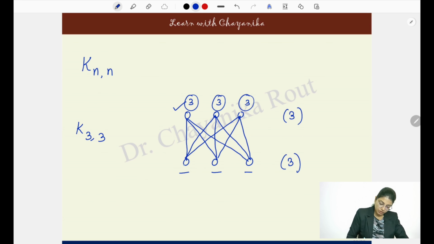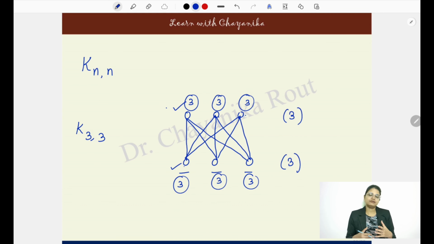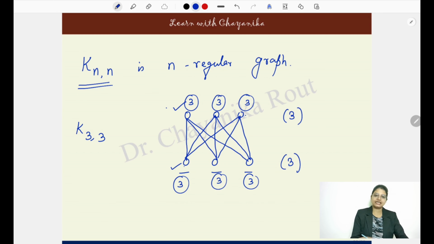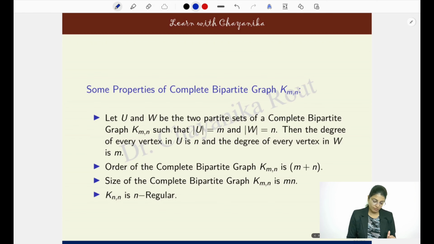In the other partite set also, every vertex is adjacent to all the 3 vertices above, making its degree 3. So if we are talking about a complete bipartite graph where we have the same number of vertices in both the partite sets, that is, of the form Knn, then that is an n-regular graph. Every vertex will have the degree n. Like K33 is a 3-regular graph, a graph where every vertex has degree 3. So Knn is an n-regular graph where every vertex has degree n. So these are the key points that we have just discussed.